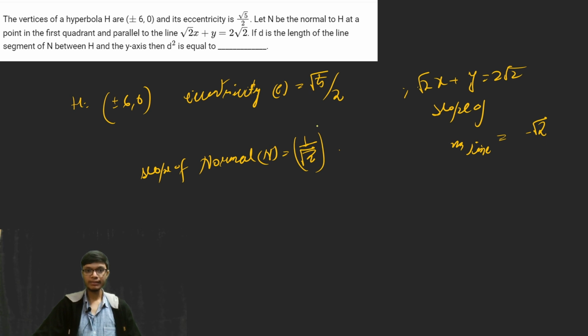And it says that d is the length of the line segment n between h and the y-axis, and d square is the value we need. That is a pretty straightforward problem.